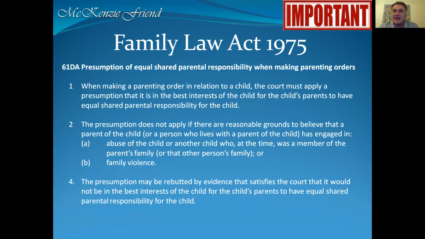Then they say the presumption does not apply if there are reasonable grounds to believe that a parent of the child or a person who lives with the parent of that child, which could be someone in the sphere of influence of that parent, has engaged in abuse of the child or another child who at the time was a member of the parent's family, or family violence. This is how family violence affects parental responsibility. Also below, the presumption may be rebutted by evidence that satisfies the court that it would not be in the best interest of the child for the child's parents to have equal shared responsibility for the child.